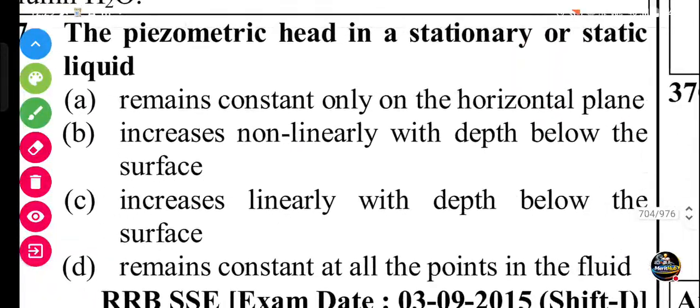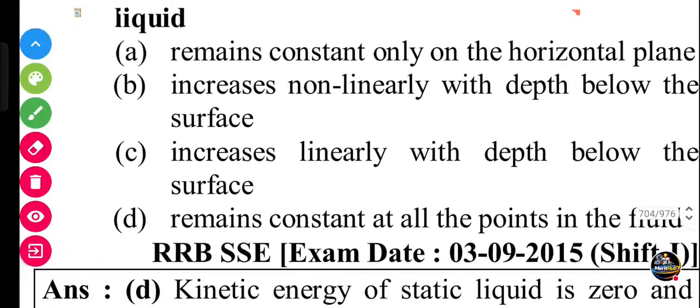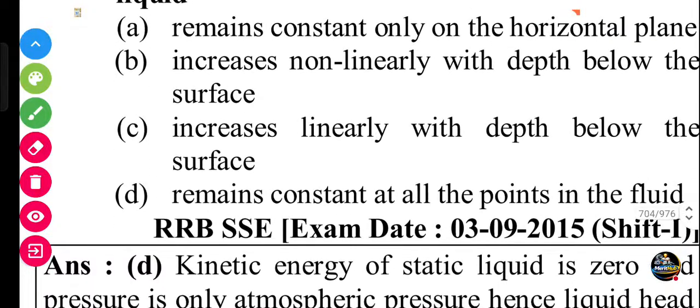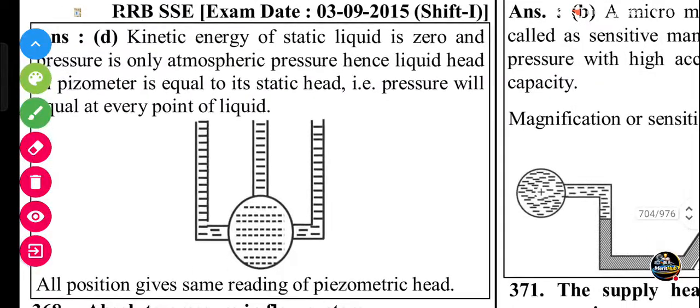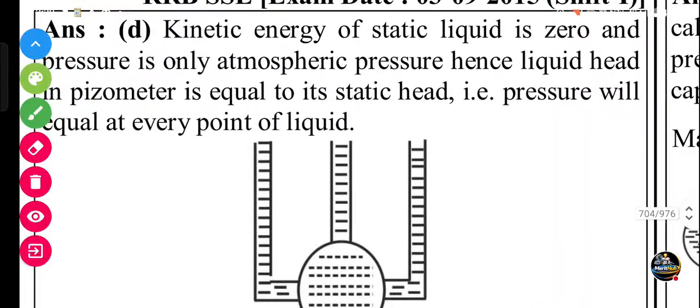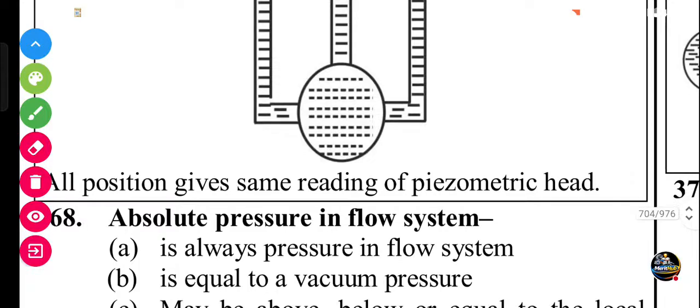Piezometric head. Sorry, D. Here the piezometric head remains constant at all points. Let's check the explanation. Kinetic energy of the static liquid is zero and the pressure is only the atmospheric pressure. Hence, the piezometric head is equal to the static pressure. Pressure is equal at every point of the liquid. All positions give the same reading of the piezometric head.